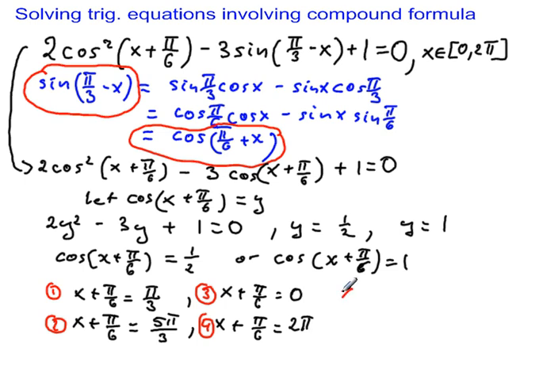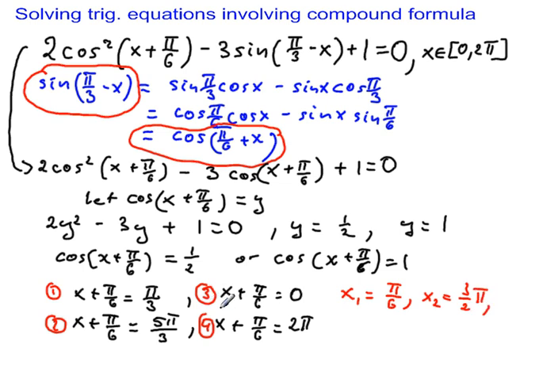So from the first one, I'm going to call it x1, the x value will be pi over 6. All right. Root number 2, when you take away pi over 6 from 5 over 3 pi, you get 9 over 6 pi, and then that simplifies to 3 over 2 pi. So x2 will be 3 over 2 pi.